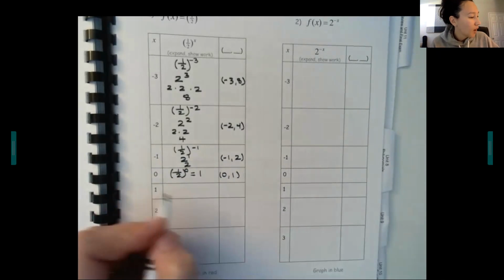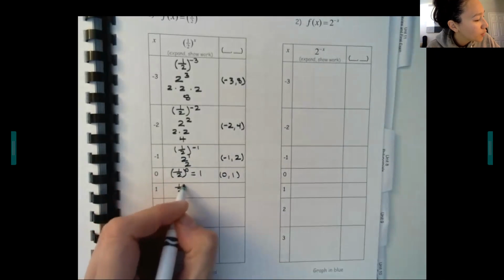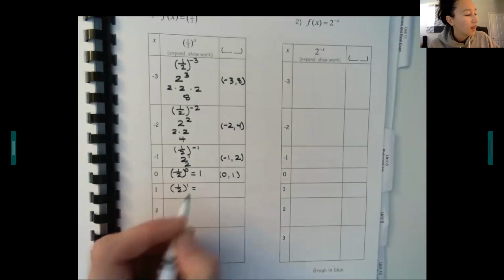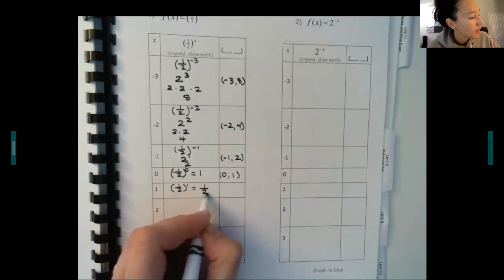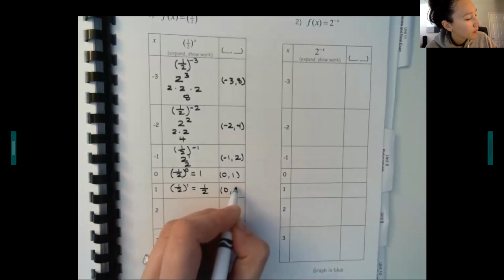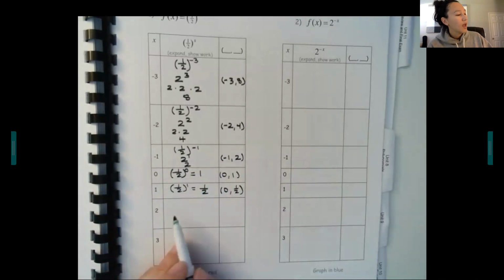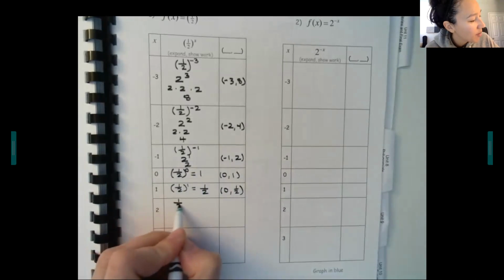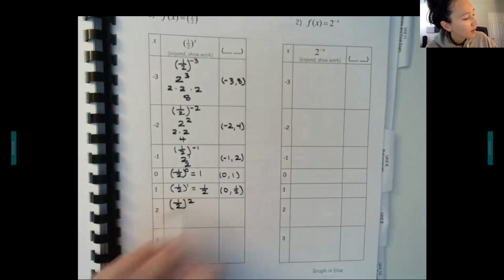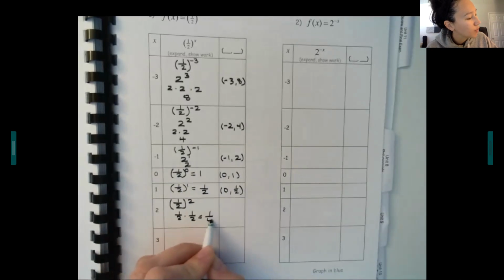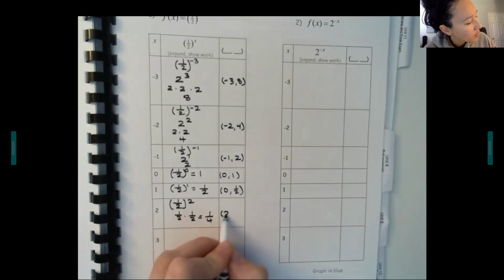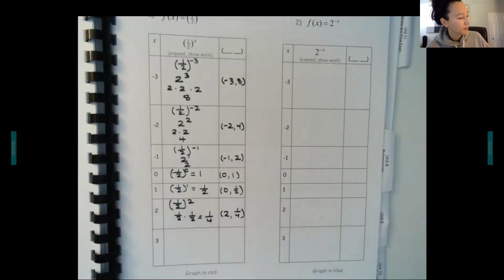Thank you. Okay, and then 1/2 to the first power. Anything to the first power is just itself, so it's 1/2. And then 1/2 to the second power. That's 1/2 times 1/2, which is 1/4. So this would be 2 and 1/4.